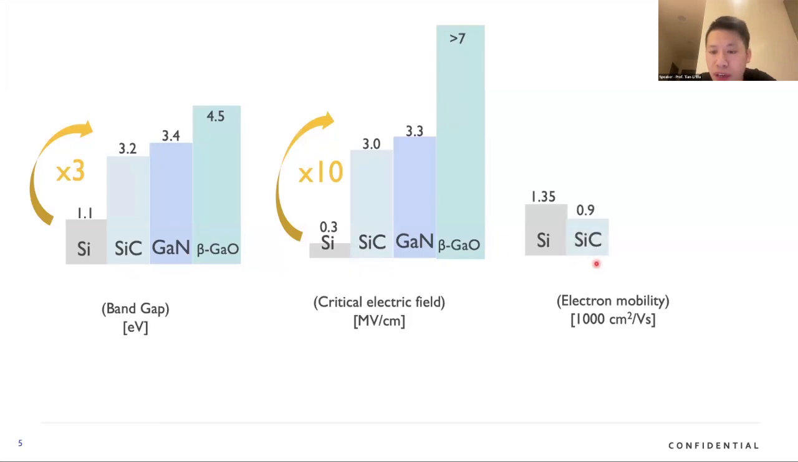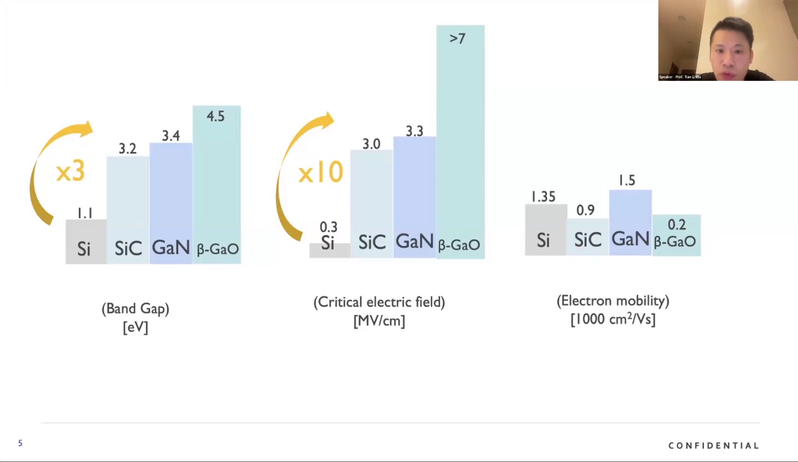And the last one is electron mobility. Gallium nitride features a two-dimensional electron gas, so generally gallium nitride has a better mobility than silicon. Of course, the disadvantage of silicon carbide and gallium arsenide is that they generally have a lower mobility than silicon.